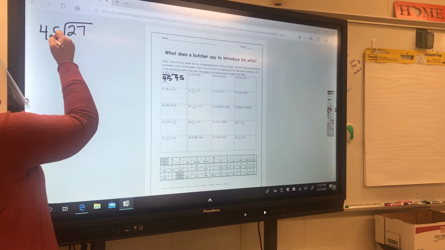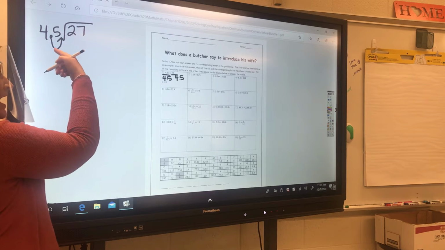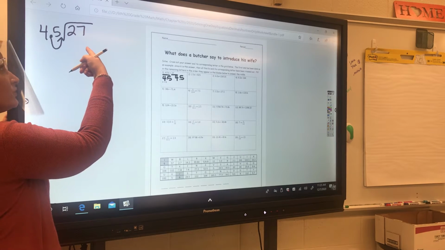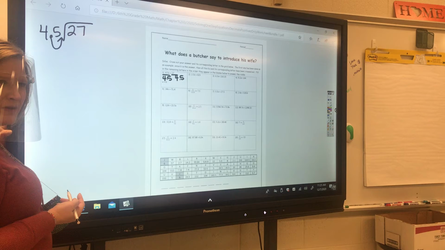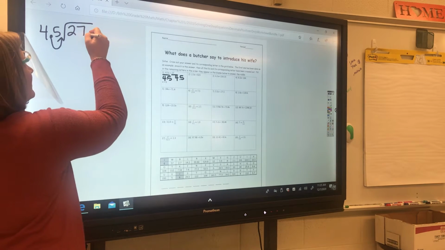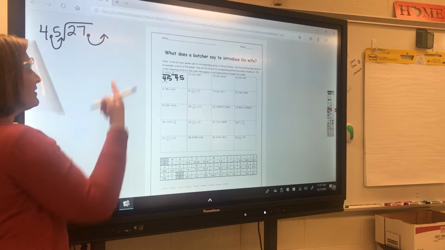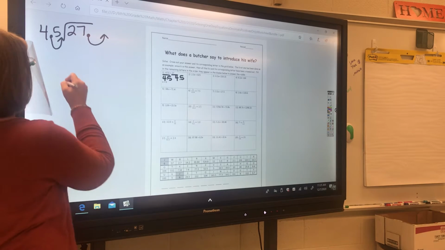No, what do I need to do? Move it over. If I do it on the outside, I've got to do it on the inside. Well, where is my decimal on the inside? Behind the 7. But there's nothing there. Put a 0. I've got to add a 0.